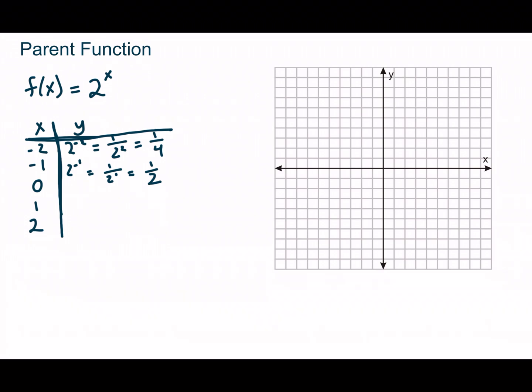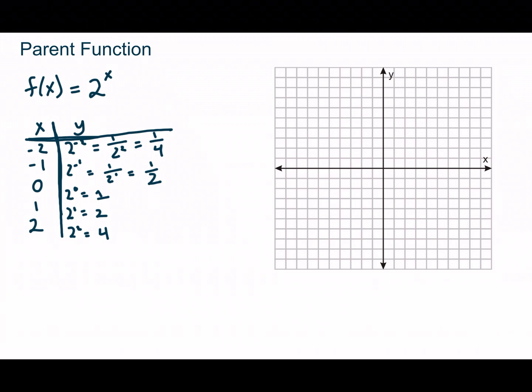Okay, 2 to the 0. What is anything to the 0 power? Anything to the 0 power is just 1. Okay, 2 to the first is 2, and 2 squared is 4.